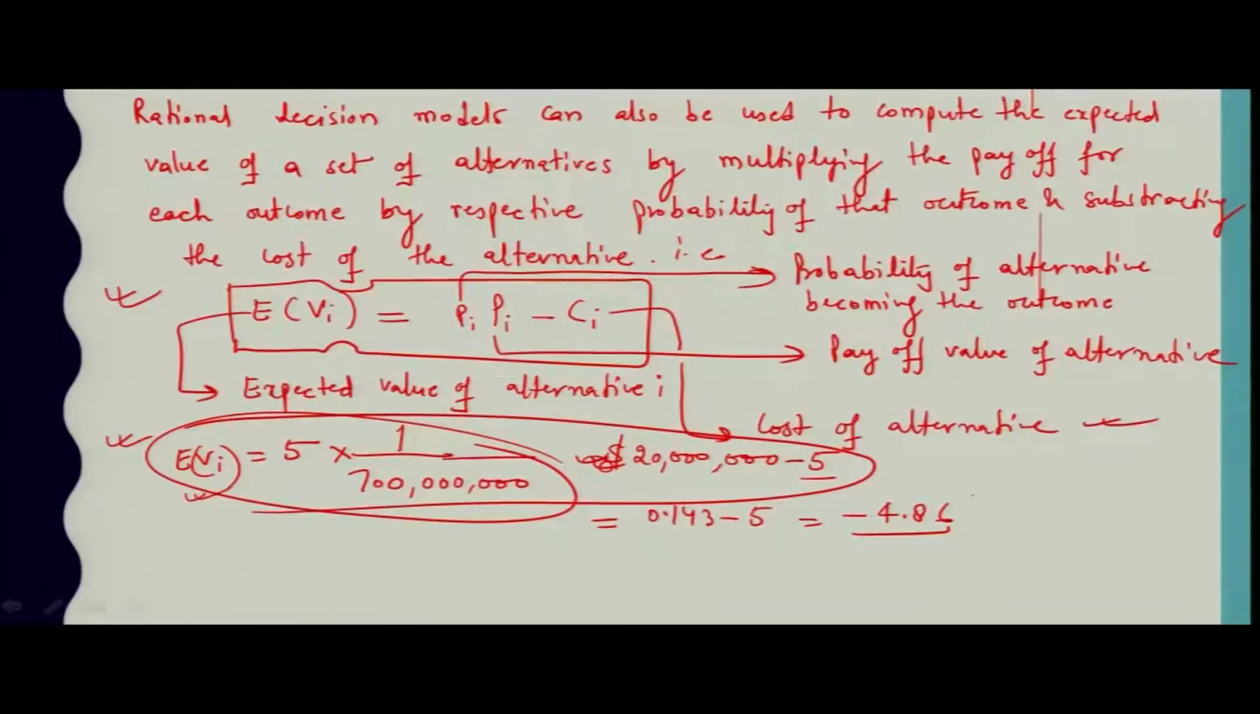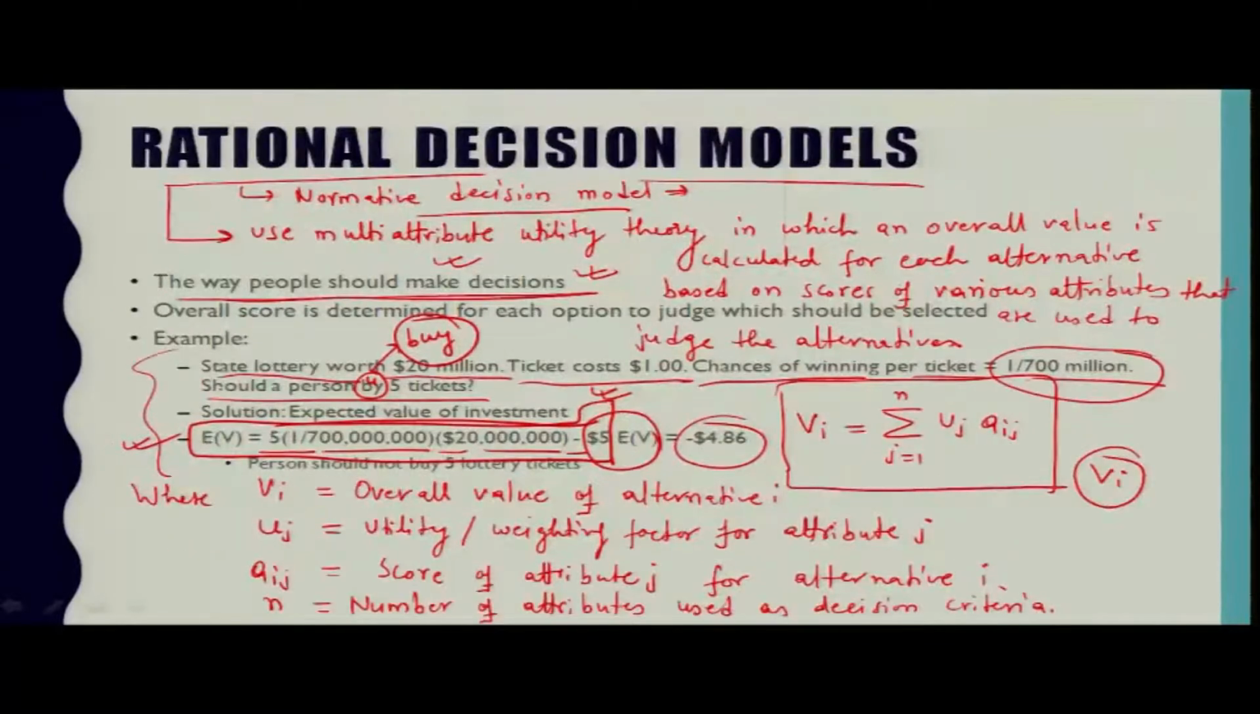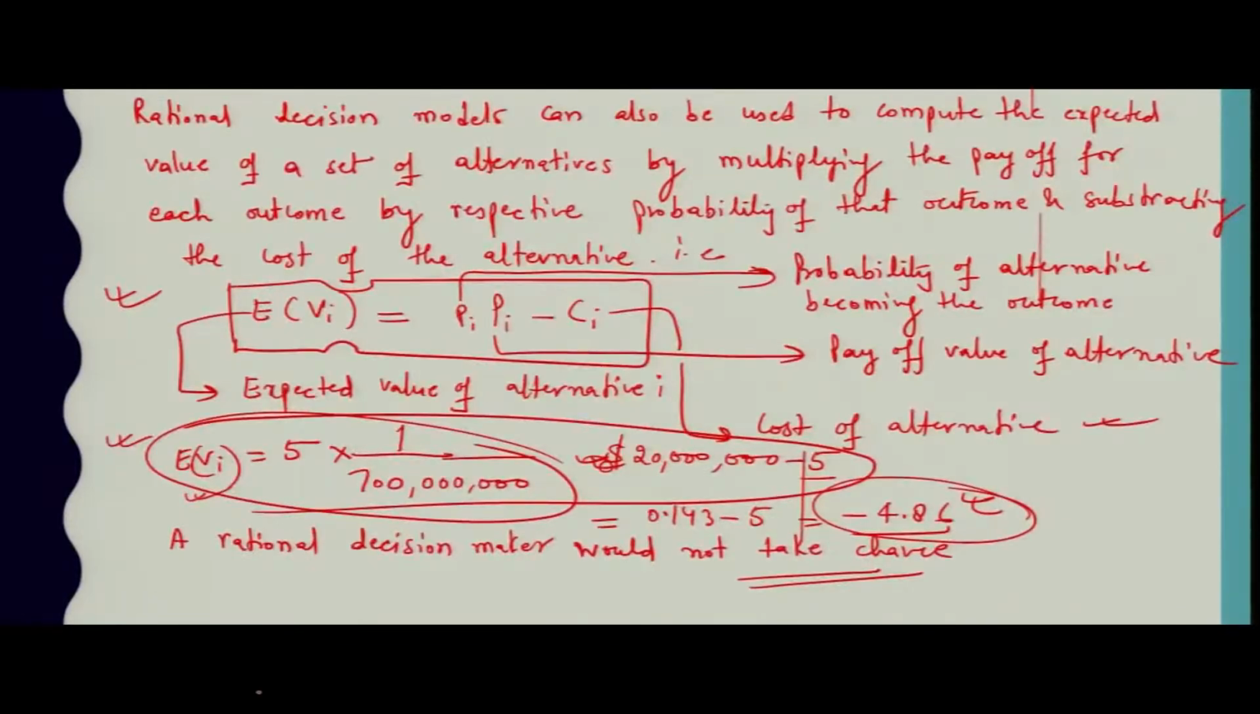It is clearly indicating that, since it is negative, a rational decision maker would not take a chance on a state lottery ticket, because the expected value is negative. In any case, if a normal human being reads the question, then based on the chance of winning per ticket, he will not allow that person to participate in that lottery.